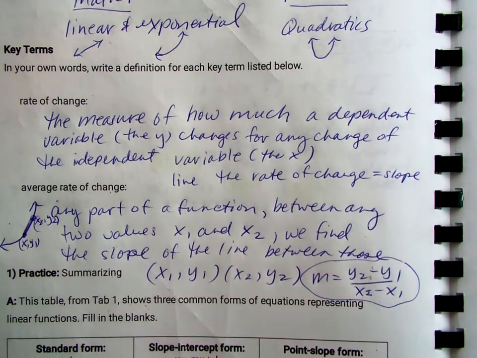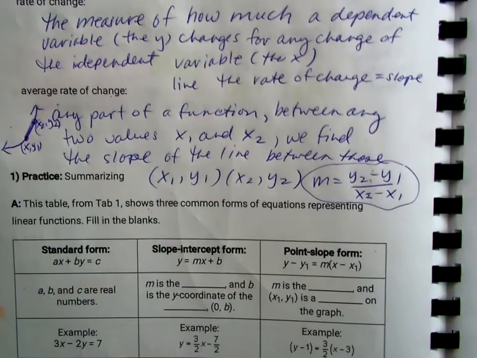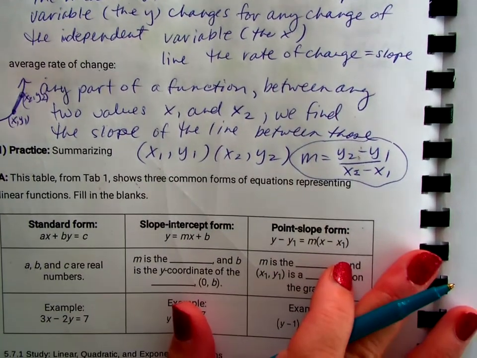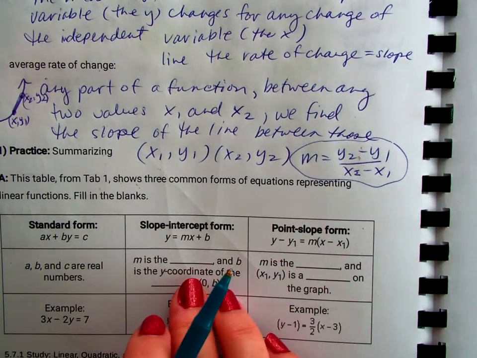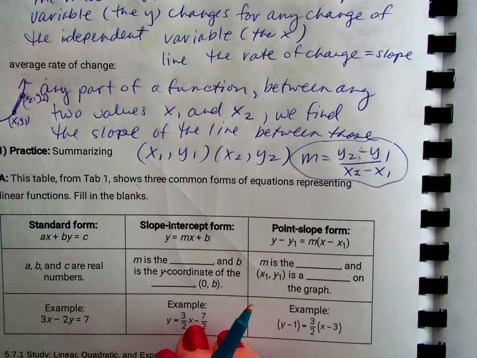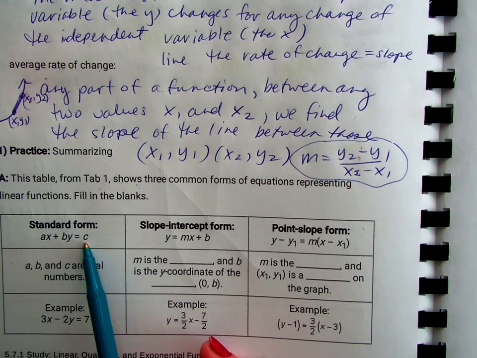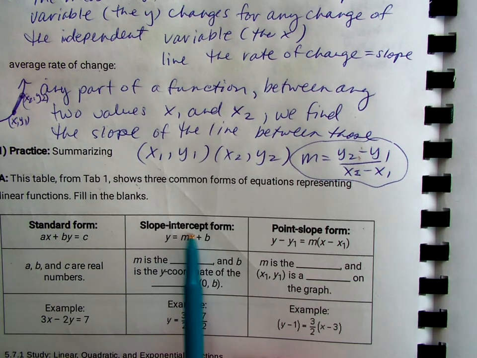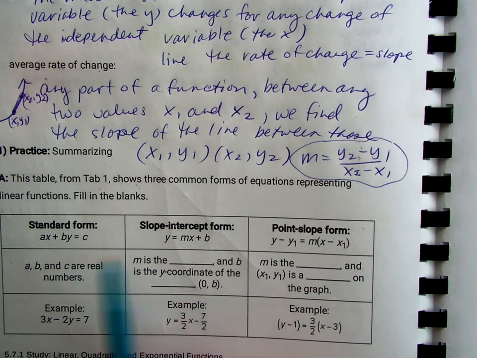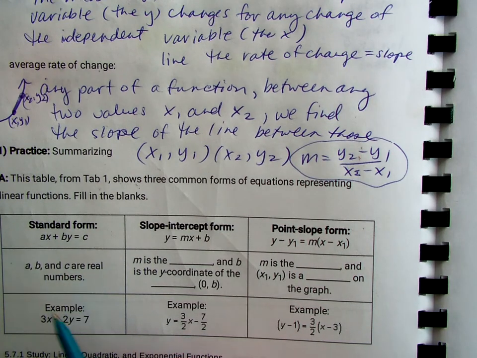Okay, at the bottom here, this table from tab 1 shows three common forms of equations representing linear functions. Fill in the blanks. Okay, so we've got standard form of the linear, ax plus by equals c. We've got slope-intercept, and we've got point-slope form. A, B, and C are always real numbers. For example, 3x minus 2y equals 7.